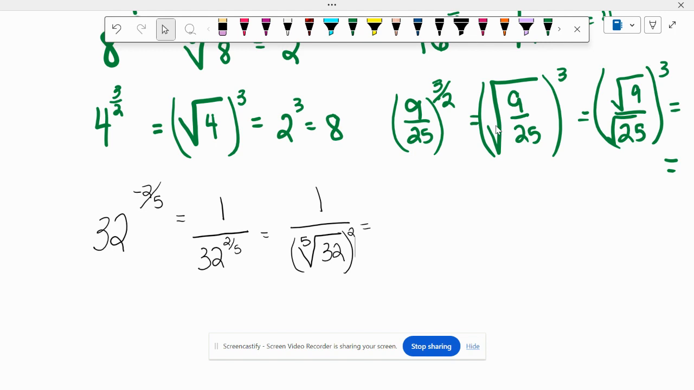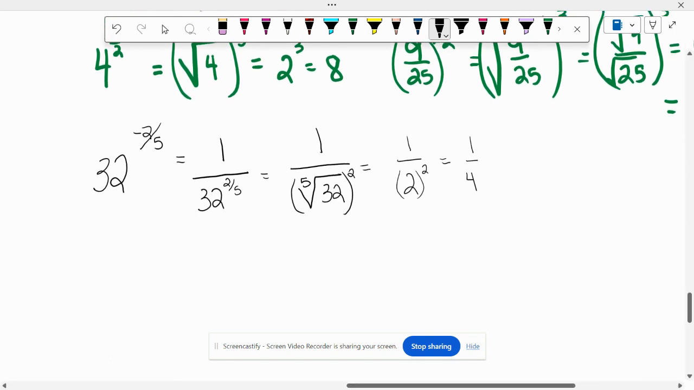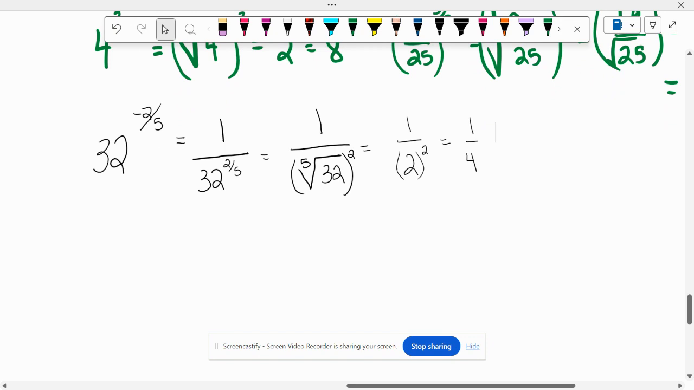Let me see. So that's not what I said to do. 5, math, 5. And then type in 32. So what do you get? 2. So I really have 1 over 2 squared, which equals what? What is 1 over 2 squared? 1/4. 1/4. Okay. Are we good with that? Yeah. That was the 32 to the negative 2/5.